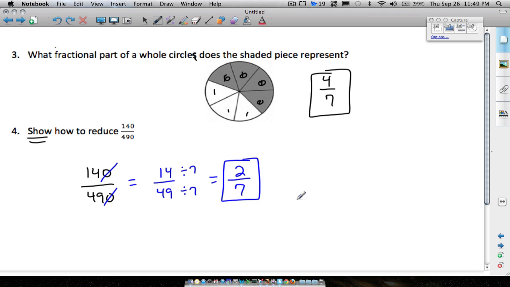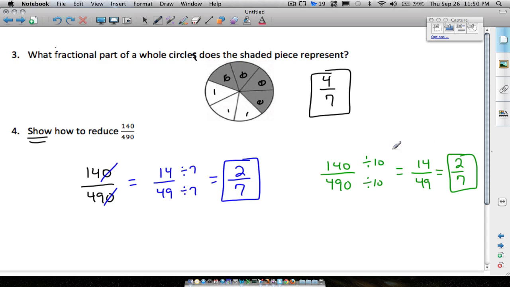That's our simplified fraction. Now, if you didn't cancel out the zeros, maybe you saw, hey, both of these things end in 0, so we can divide by 10. Let's do that. If you divide by 10, 140 divided by 10 is 14. 490 divided by 10 is 49. Well, that's the same thing we got right there. And the way we simplify that is to divide by 7, so we still get 2/7. I'm cool with either one of these techniques. I mean, there's many more you can do too. I'm going to show you one more.